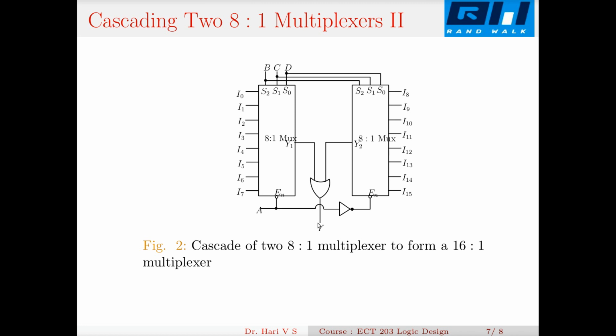So when this A, B, C, D counts from 0, 0, 0, 0 to 0, 1, 1, 1, that is for the first 8 clock cycles, what will happen? These are I0, I1, I2 to I7, they come out. For the next 8 clock cycles, that is from 1, 0, 0, 0 to 1, 1, 1, 1, I8, I9, I10, etc. to I15 comes out. Okay.